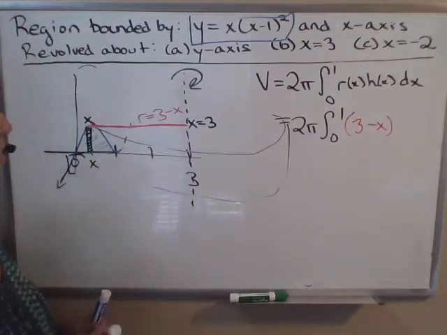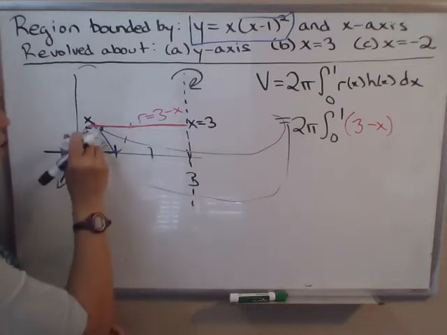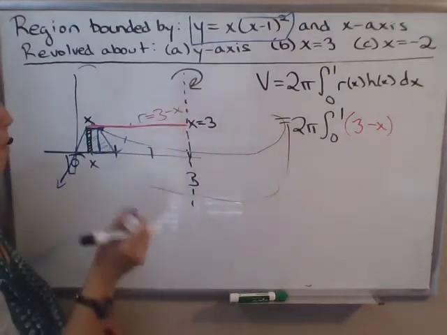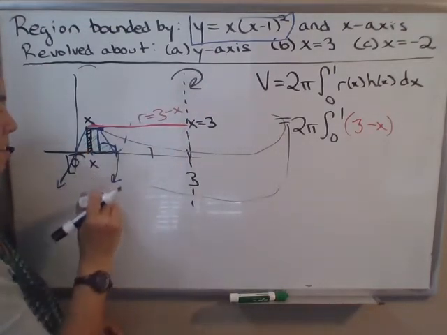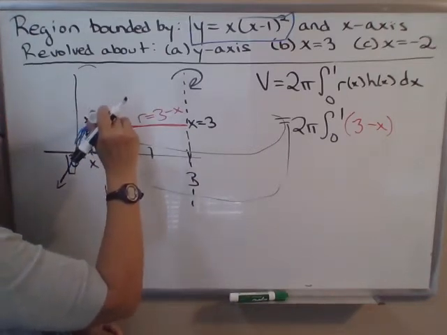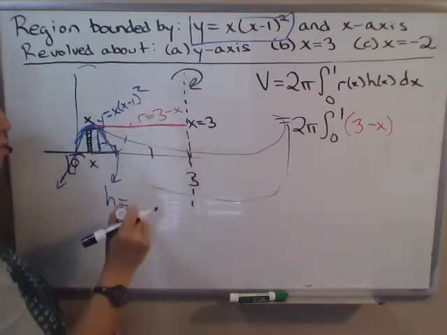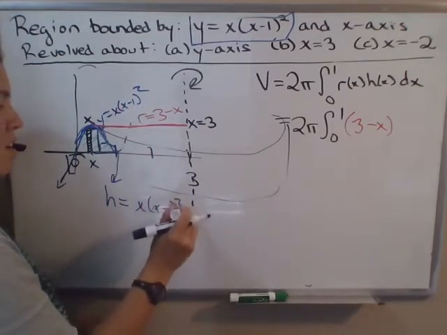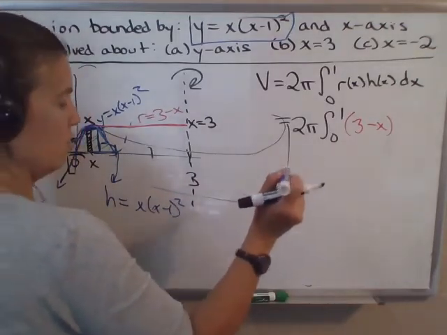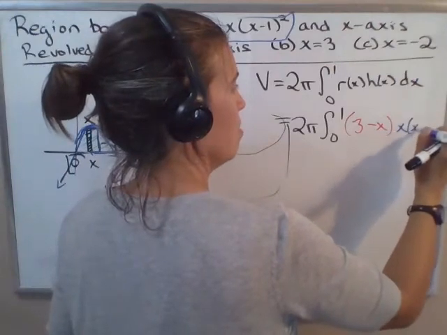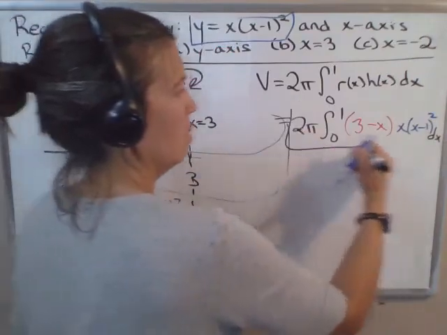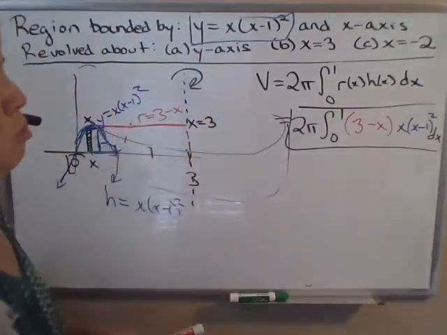There. The height of the rectangle is the same height that I discussed in the previous, when we revolved about the y-axis. So the height, you do top minus bottom. So the top boundary is the y equals x times x minus 1 squared boundary. And then on the bottom, it's just y equals 0. So minus 0, which you don't really need to write. So the height here is x times x minus 1 squared dx. Okay, and then there's your answer to part B.